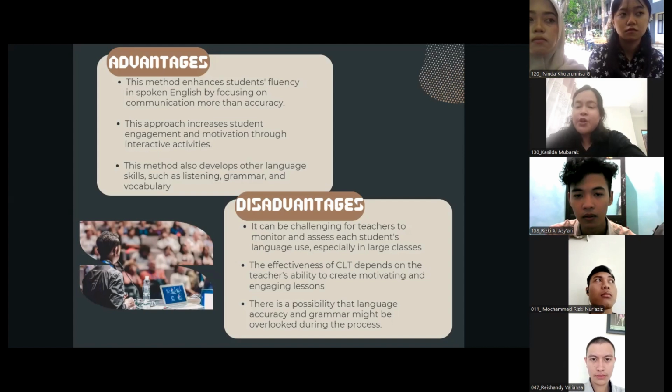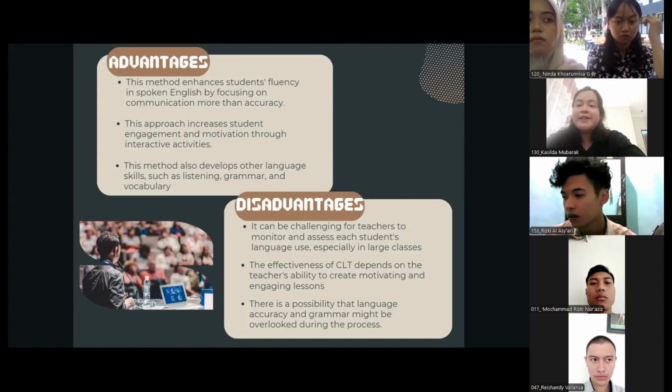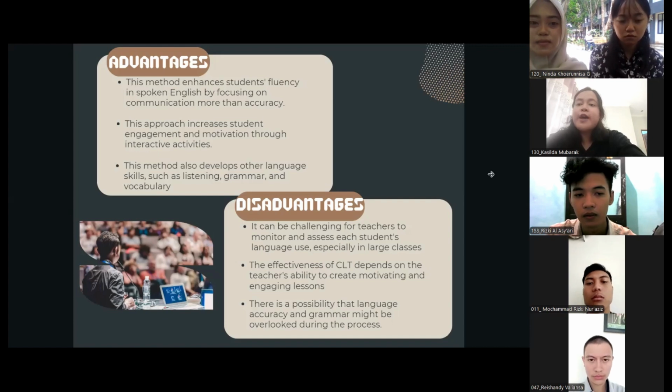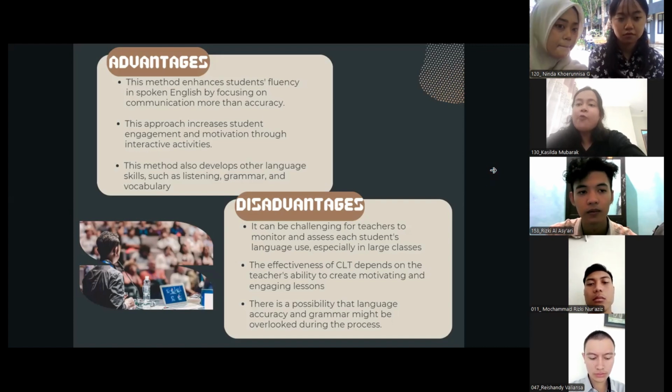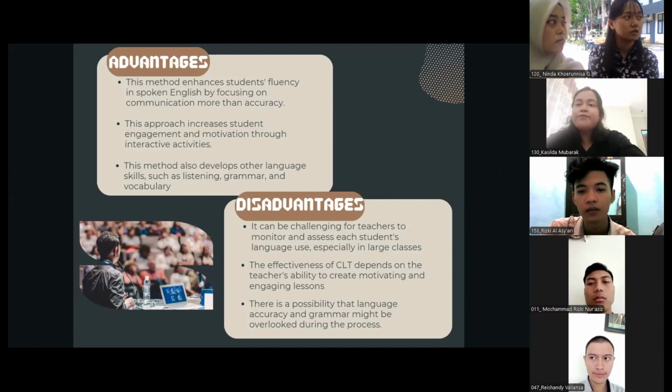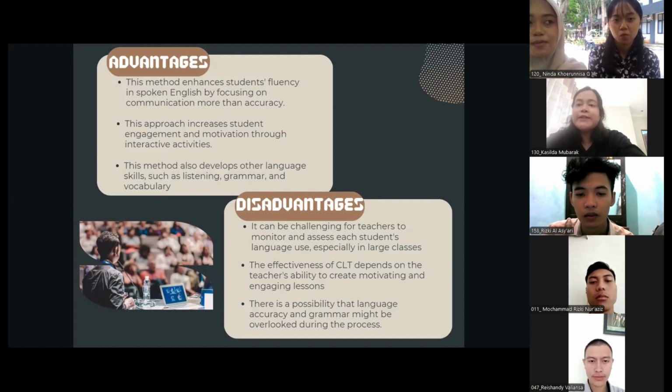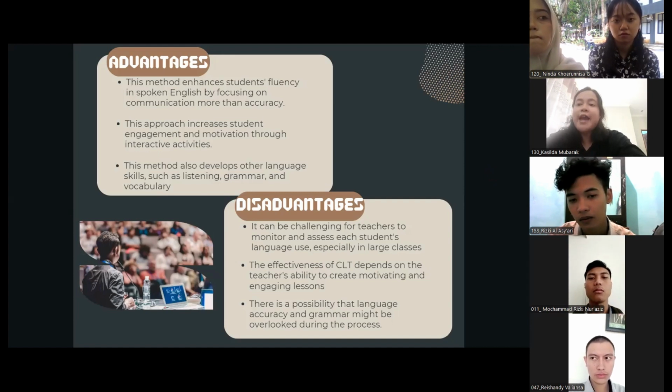There are also challenges of CLT. The first is difficulties in monitoring and assessing each student's performance. It's hard to keep track of and evaluate how well each student is doing. The second depends on teachers' ability to create engaging lessons. This method relies heavily on the teacher's skill to make lessons interesting and engaging.